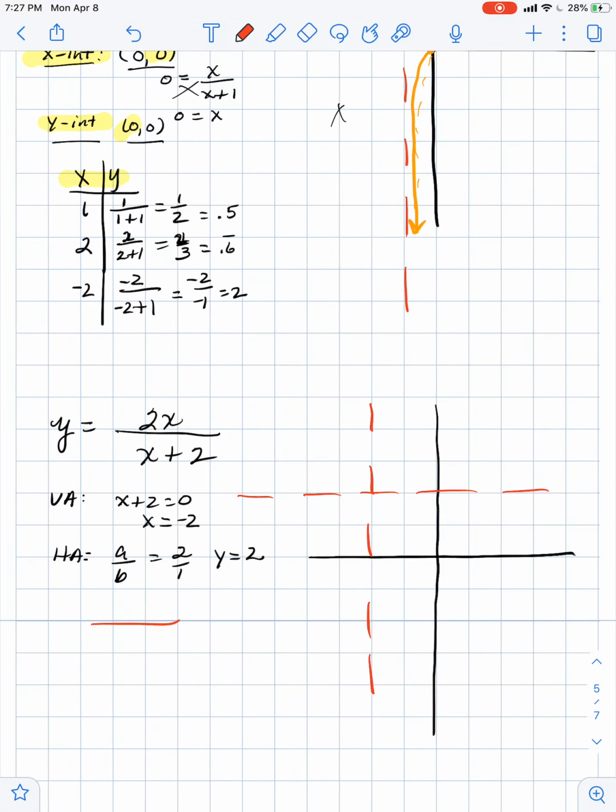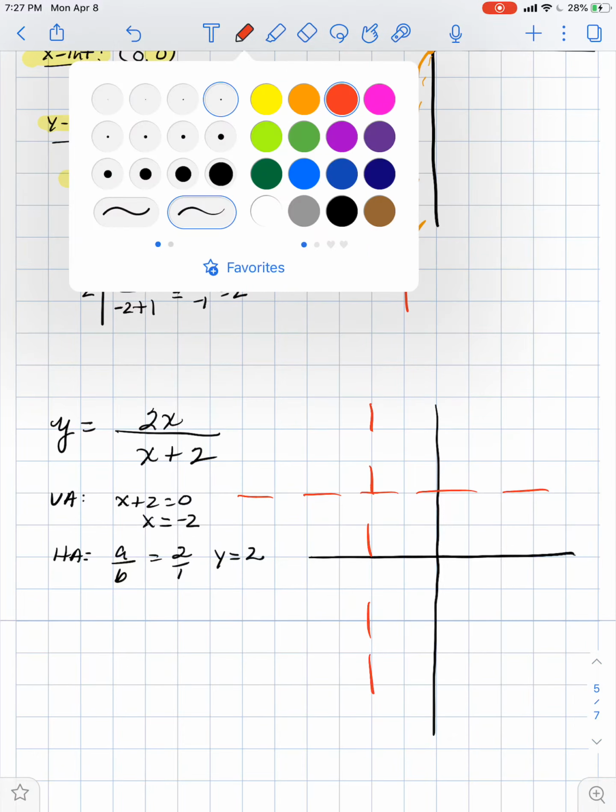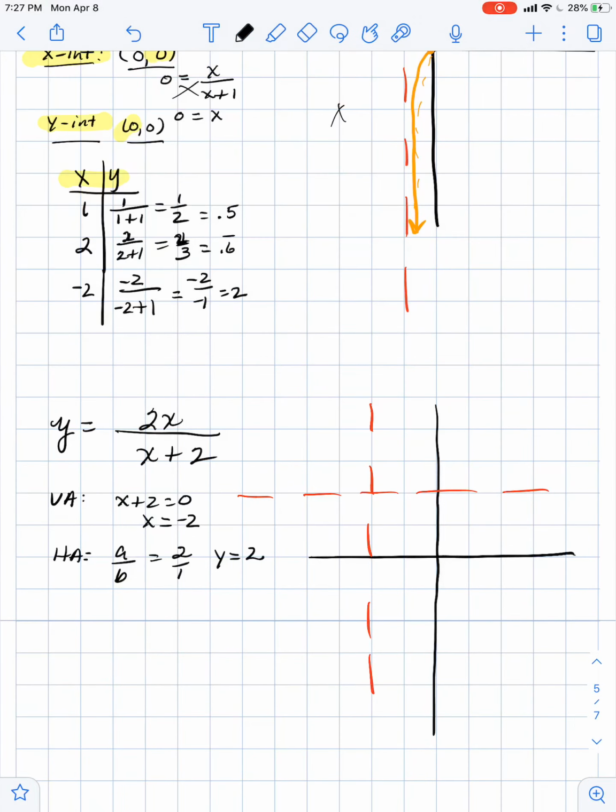Now we could do a quick t-table, but let's go ahead and do our x and y intercepts, because it looks like I'm going to have both of those. Let's do the x-intercept. Again, we're going to let y be 0. So I would have 0 equals 2x over x plus 2. Cross multiply, I get 0 equals 2x, so x equals 0. So I am going to hit at 0, 0.